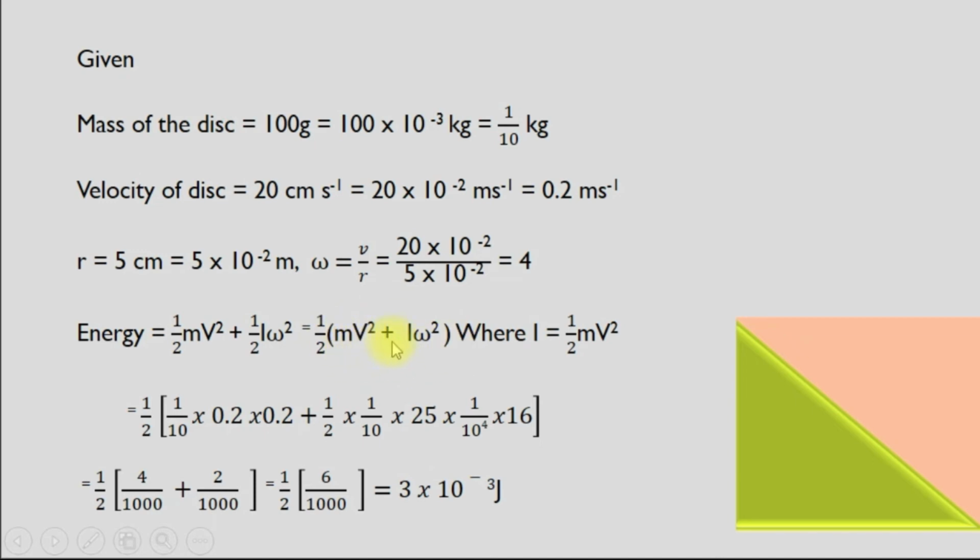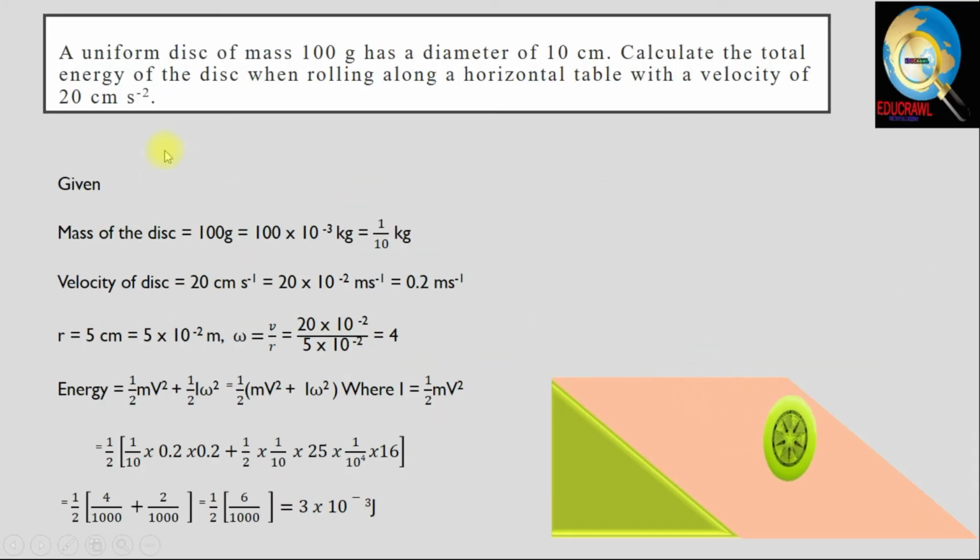Substituting the m value, v value, I value and omega value and simplifying, you have half into 1 by 10 into 0.2 into 0.2 plus half into 1 by 10 into 25 into 1 by 4 into 16. So simplifying, we get half into 4 by 1000 plus 2 by 1000, which is equal to half into 6 by 1000, which is equal to 3 into 10 power minus 3 joule. This is the value of the energy.